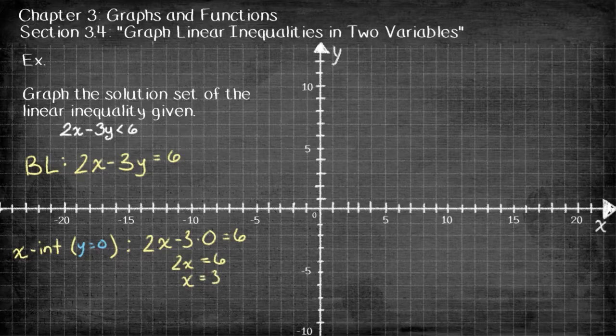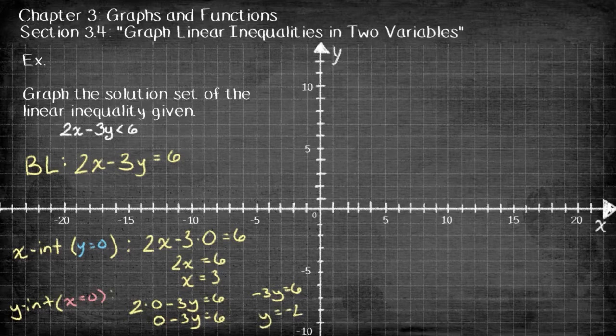All right, so my x-intercept is 3. And my y-intercept is -2. So now let's graph those. The x-intercept being 3 means it's right here, and the y-intercept being -2 means it's right here. So those are the 2 points that define the line, and then I want to draw my line through those points.